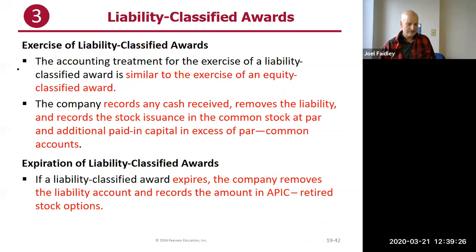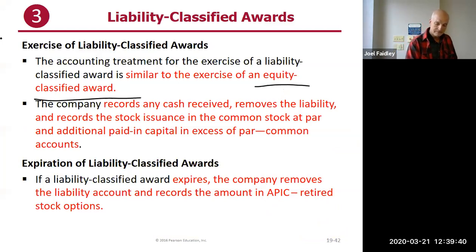All right, what about the exercise of liability classified? Because we saw what we did with equity-based. What do you do if we exercise these awards, or what do we do if they expire? Similar to equity classified, although a little simpler. For any cash receipt, again, your executives are going to pay you for these options, right? Like they paid $5.10 for those 30,000, whatever it was, 60,000 on the equity based. They're going to pay you for these as well.